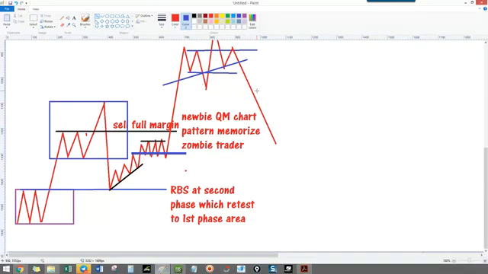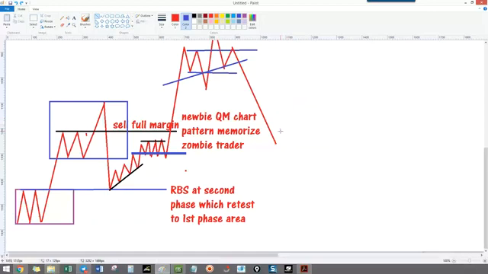Price might do a little bit pullback here. This is how you read the market using market structure. Using this one, a little bit pullback because of this reaction. And then you do the second phase. And then you do the same thing.